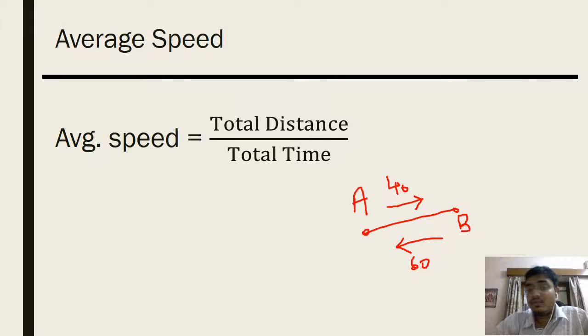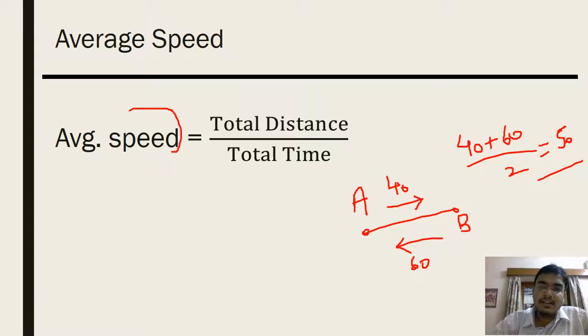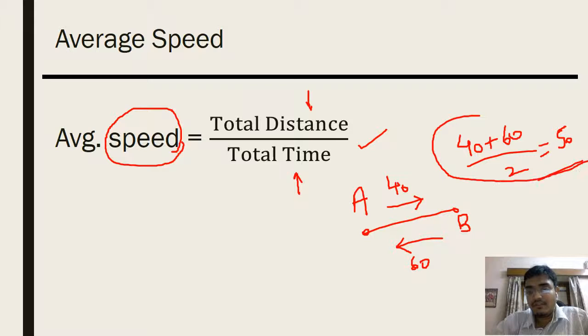And I ask you to find the average speed of the entire journey. So you cannot just add 40 and 60 and divide it by 2 to find the average speed. So you can't just say that it is 50 kilometers an hour. Why? Because speed is a derived unit. It is dependent upon distance. It also depends upon time. So this average can be used for fundamental units.